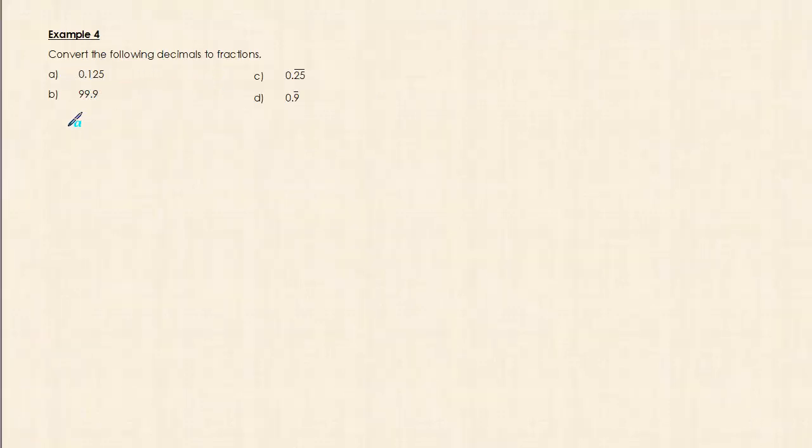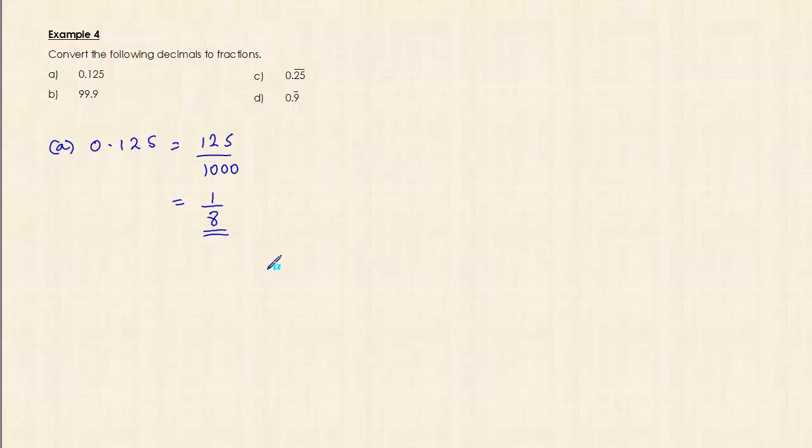Convert the following decimals to fractions. So in part A we have 0.125, tenths column, hundredths column, thousandths column. So we can look at that as being 125 thousandths, and that cancels down to 1/8. In part B we have 99.9, and that's 99, and then we have 9 in the tenths column.